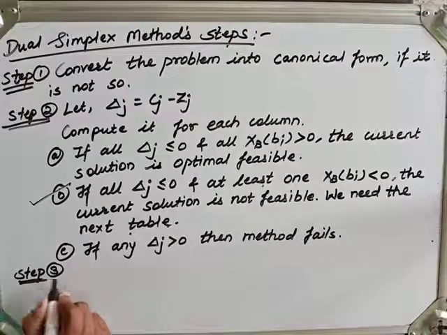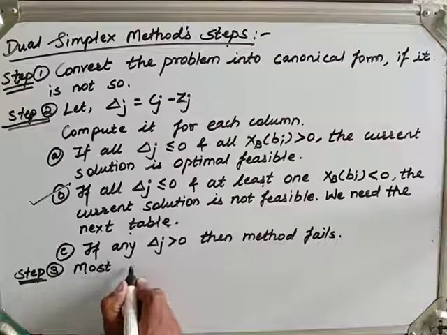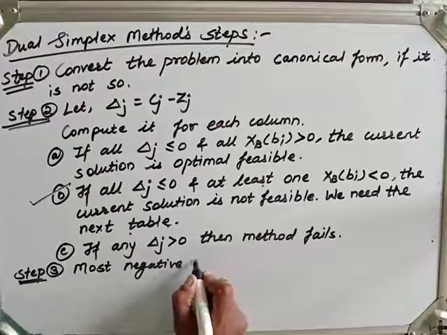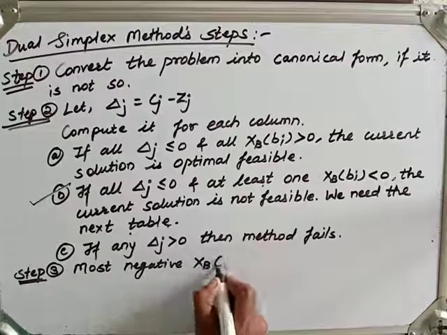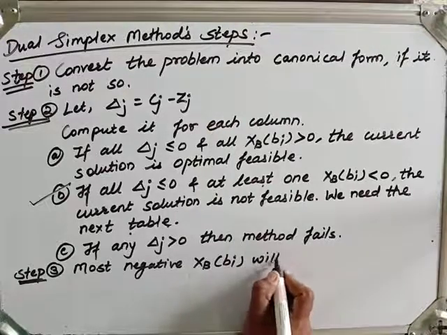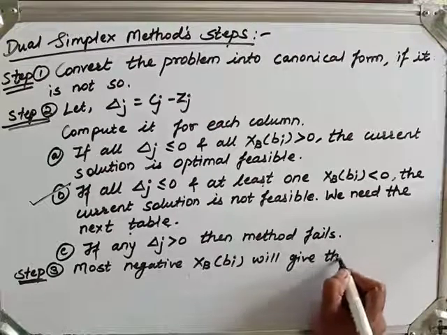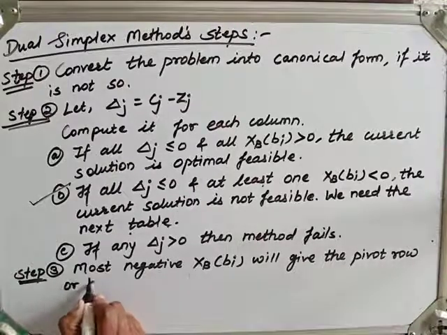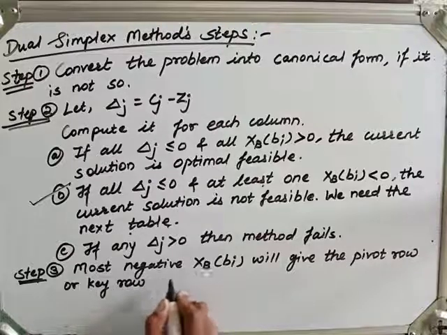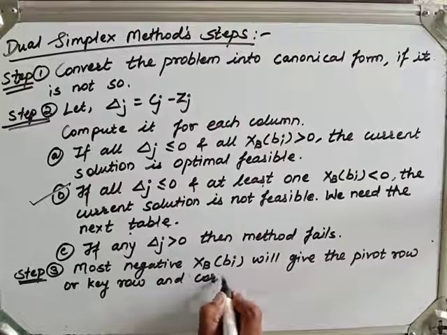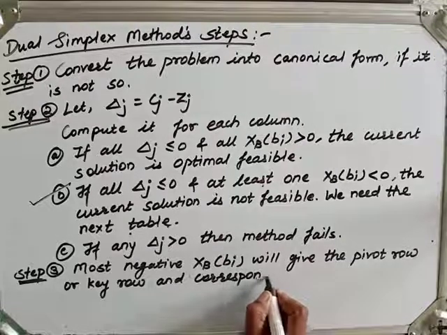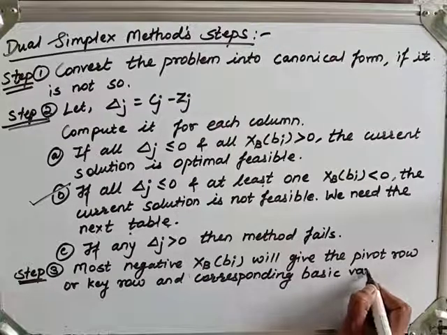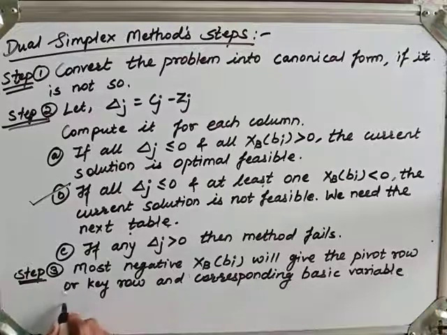In step 3, the most negative xb, or br, will give the pivot row, also known as the key row, and the corresponding basic variable will leave the basis.